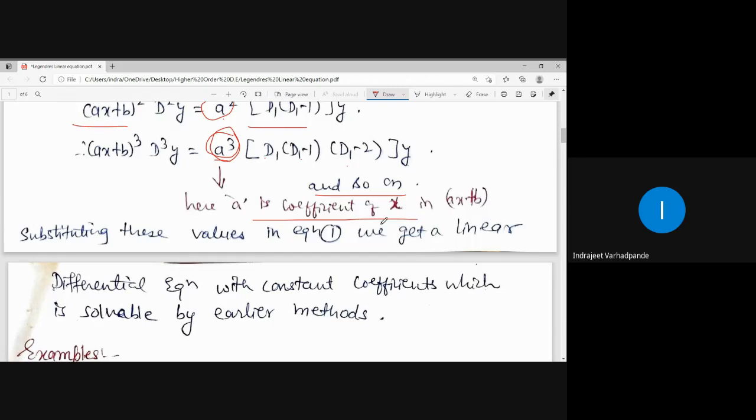So substituting these values, we get a linear differential equation with constant coefficients, which is solvable by earlier methods. Is this fine? Yes, sir.